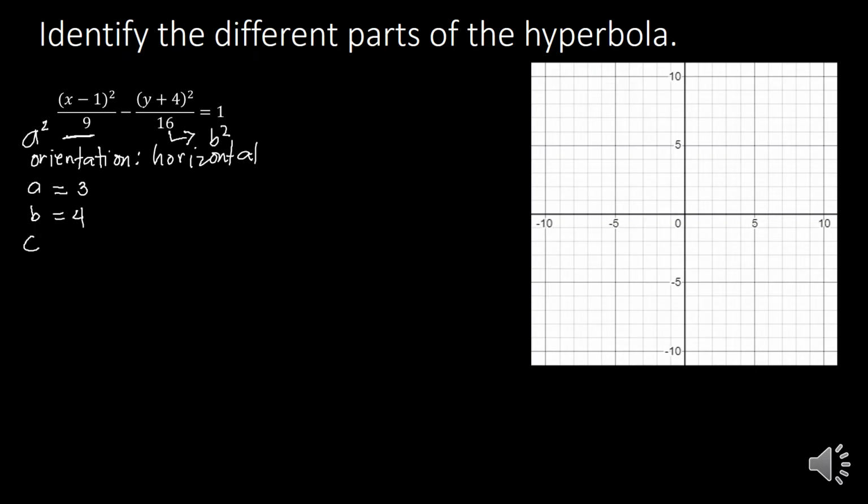So what is a? What is b? Our a is the distance from the center to a vertex. Our b is the distance from the center to a co-vertex, and our c is the distance from the center to a focus. We will identify our c using the formula c squared equals a squared plus b squared. This is different from the ellipse, wherein you've got a minus. For hyperbola, we add a squared and b squared. To get c, we just get the square root of that.